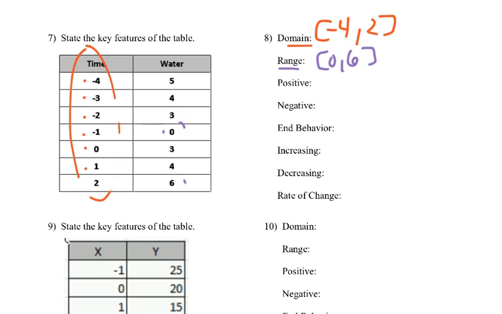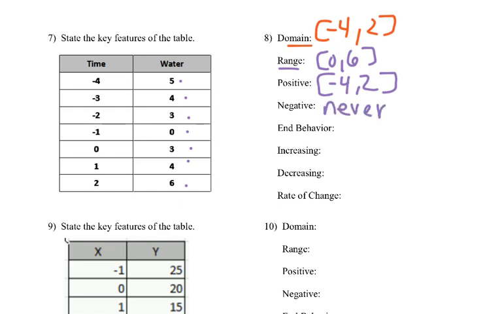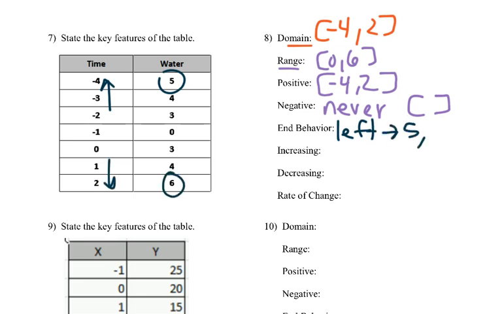Okay. Now, when I look for positive, I'm looking at those y values. When are those y values positive? They're positive the whole time, so from -4 to 2. When are they negative? Never, so I can either write never, or I can do what we call the empty set, and just brackets without anything inside. Okay? End behavior, as we go to the left the most, looks like it's going to hit 5. And as we go to the right, it's going to hit 6.